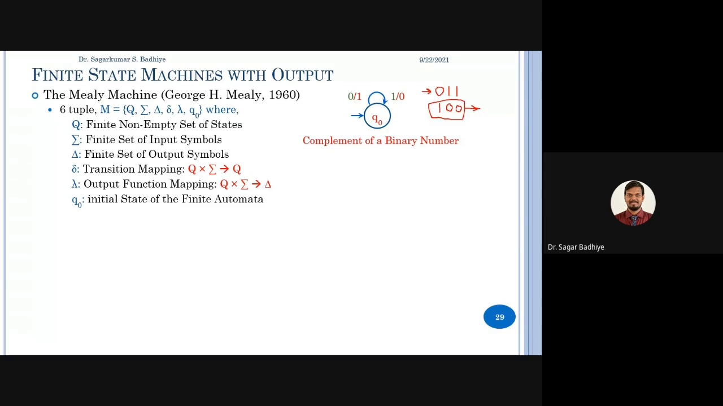I hope this part is clear to you all about Mealy machine and its simple example. If yes, you can, as usual, type U or Y into the message box. If you have any concern, you may unmute yourself and ask.